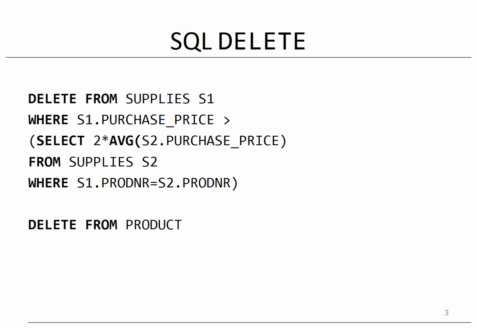Here you can see 2 more examples. The first one is a self-referencing delete. It removes all supplies tuples where the purchase price is strictly bigger than 2 times the average purchase price for a specific product. The second example removes all tuples from the product table. As discussed before, the removal of tuples should be carefully considered as this may impact other tables in the database.